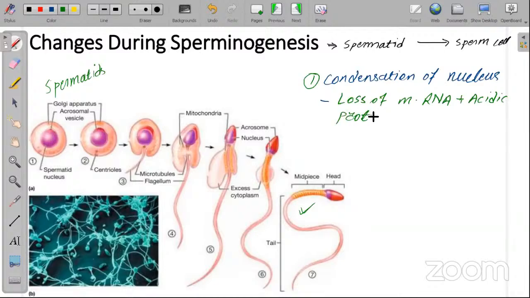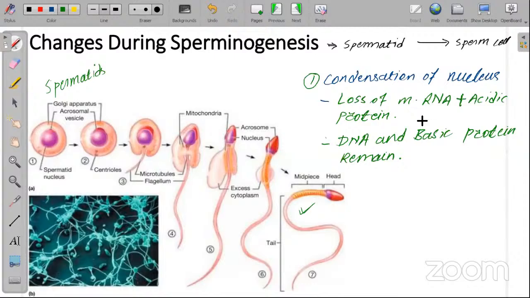Why is RNA lost from the nucleus? This is a plus sign. Next thing, please mention in the comment box. Next thing, DNA and basic proteins remain. ठीक है, डीएनए और बेसिक प्रोटीन जो है that is a remain, okay, and RNA and acidic protein get lost from the nucleus. Then why is RNA lost from the nucleus?